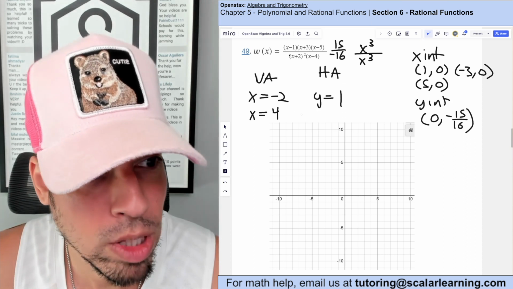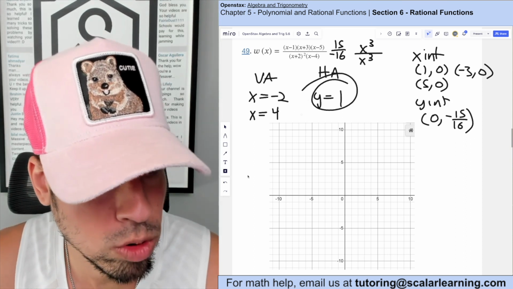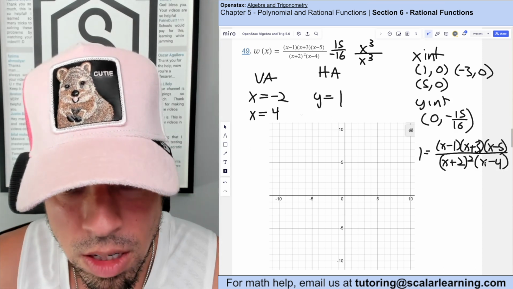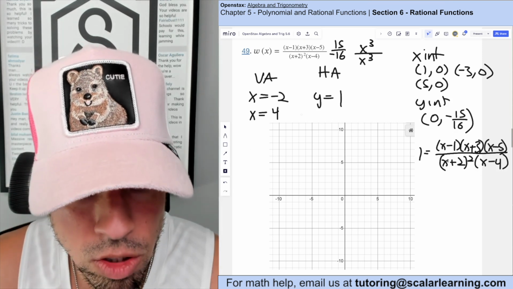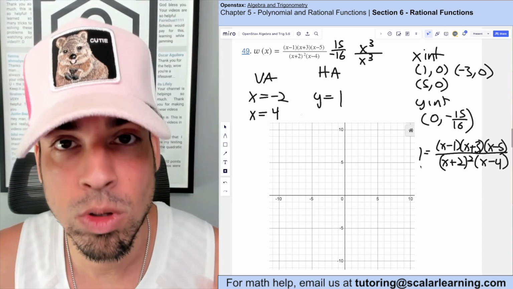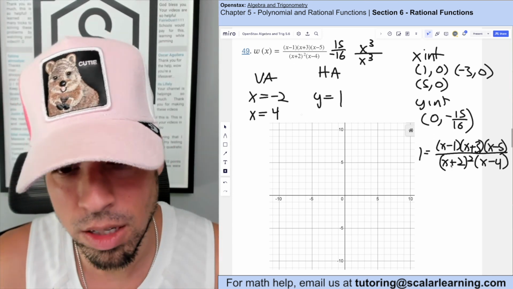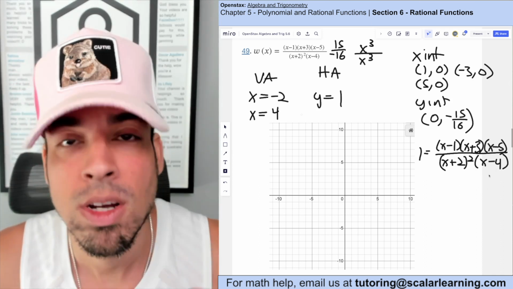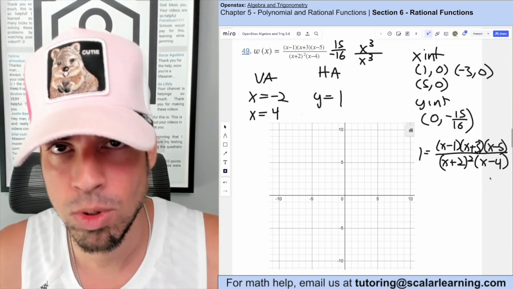The way we'll do that is we'll set the function equal to the value of the horizontal asymptote, which is 1. Once we have this set up, we can multiply out the denominator to the left side against 1. And then I'm going to jump through the foiling steps to spare you x plus 2 squared and then that times x minus 4. So I'm just going to FOIL it all out and jump ahead, and then we're going to take it from there.